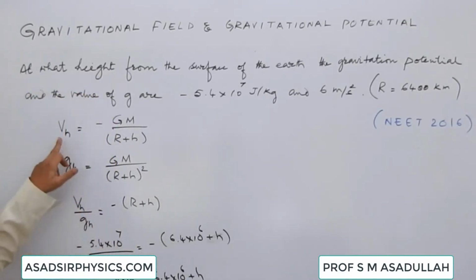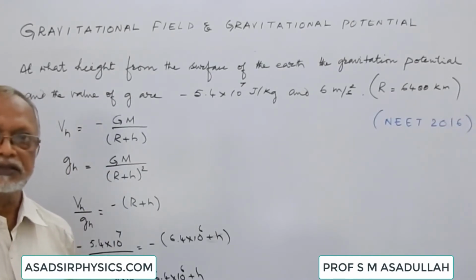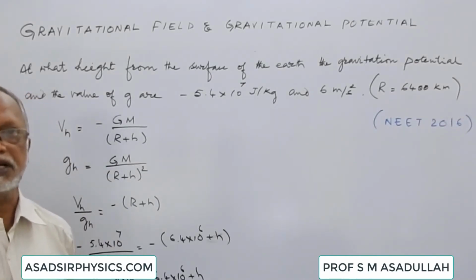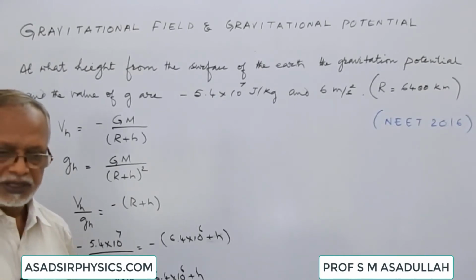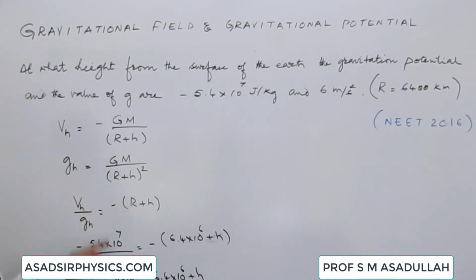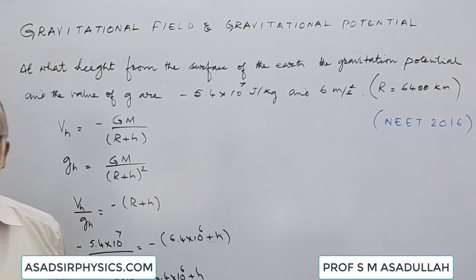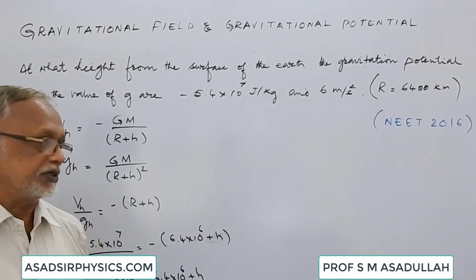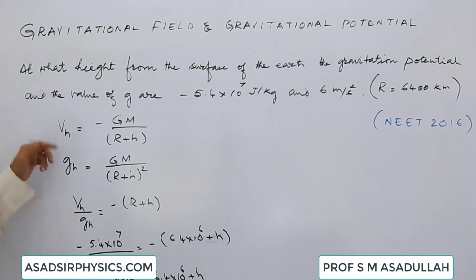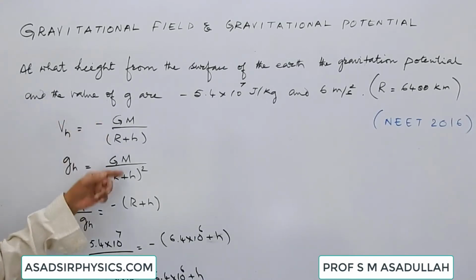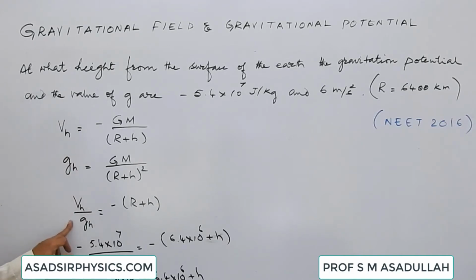We know that the gravitational potential at the surface is given as minus GM by R. At a height h, it is given as minus GM by R plus h. The acceleration due to gravity of the earth at the surface is given as GM by R square, or at a height it is given as GM by R plus h whole square. On dividing one by the other, GM will get cancelled, one R plus h will get cancelled, so Vh by gh is equal to minus of R plus h.